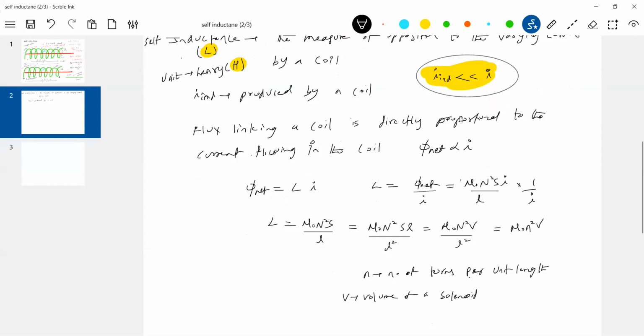So what does this inductor do now? It depends on what you see: the physical length, the volume, the area of cross section, the length. So it just depends on the physical parameters, like capacitance epsilon naught A by d. Here also the inductance depends upon the physical dimensions of the coil. Self-inductance depends on physical dimensions of the coil.